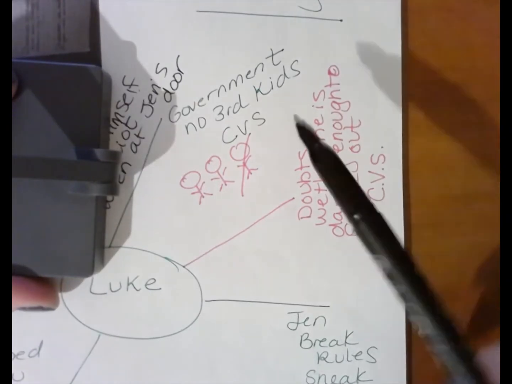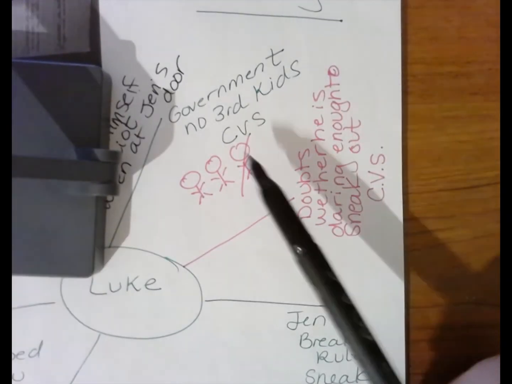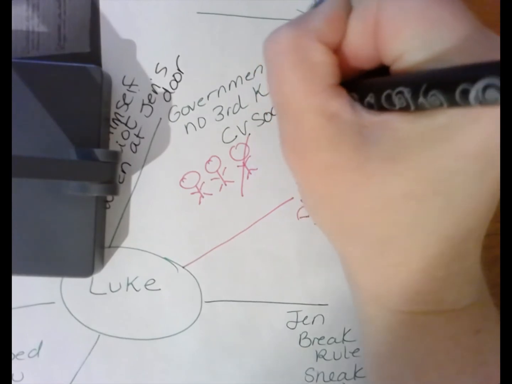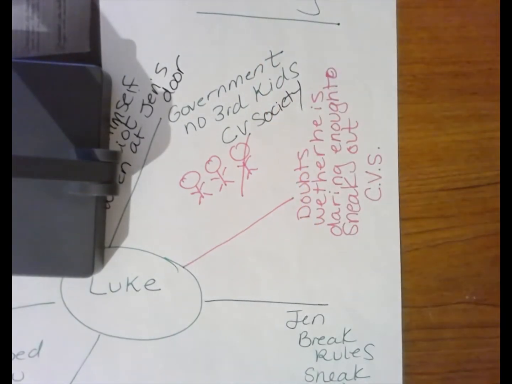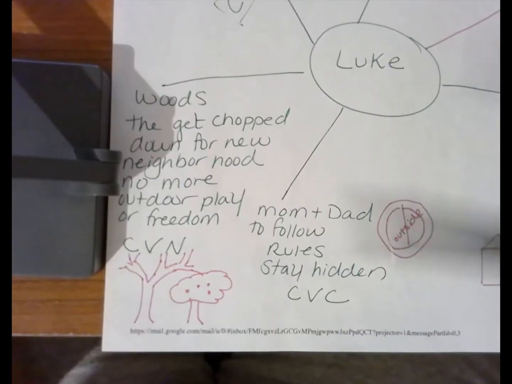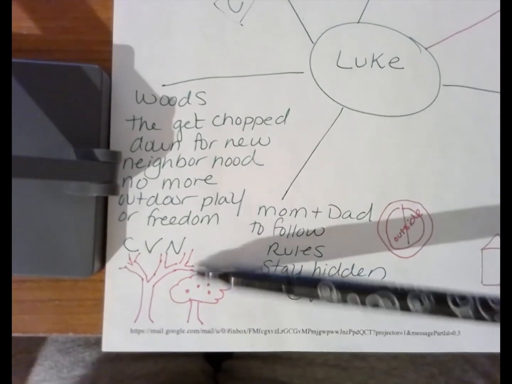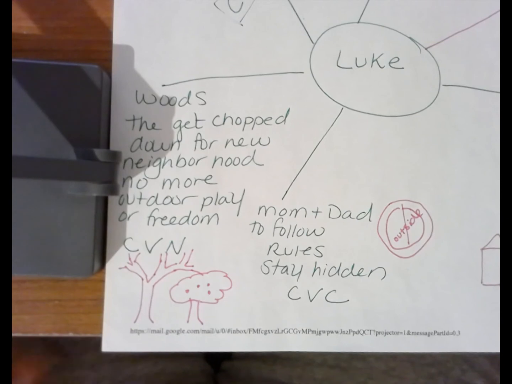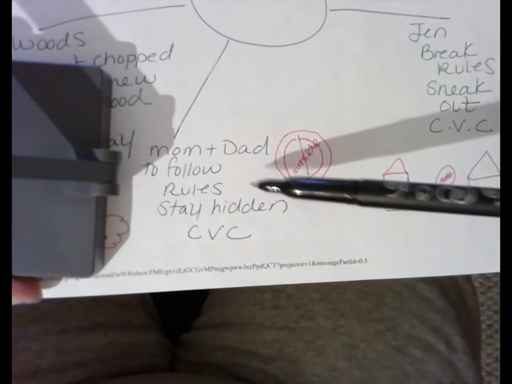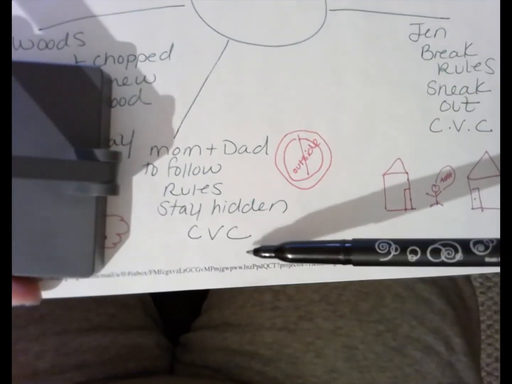Here I have the government doesn't allow any third kids. That's character versus society. So I might add that there. He doubts if he's daring enough to sneak out. All right. Then for character versus nature, I put the woods got chopped down for a new neighborhood. No more outdoor play or freedom. Character versus nature. I drew a little picture. You could draw pictures on this. You can use your gel pens. Your choice. And then mom and dad make him follow the rules to stay hidden. Character versus character.